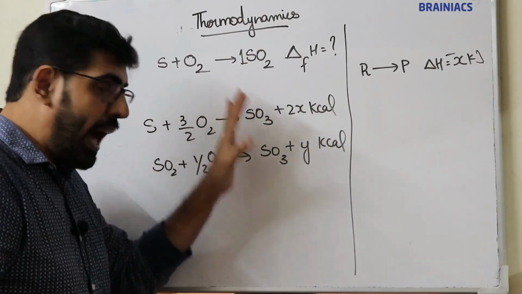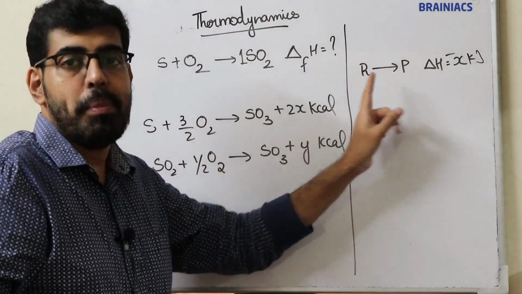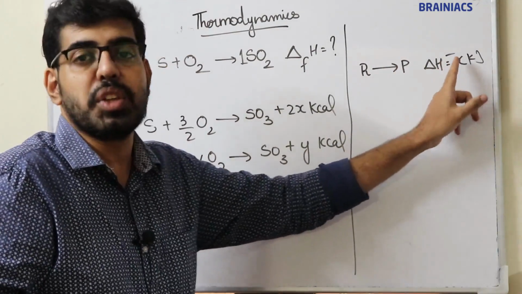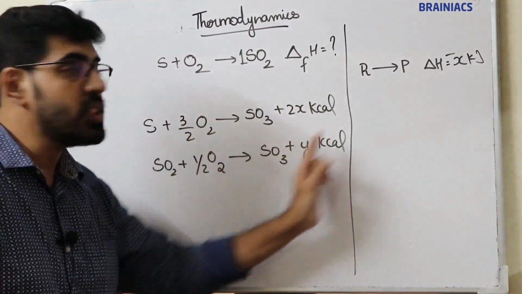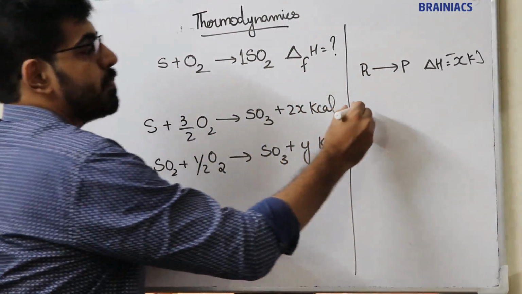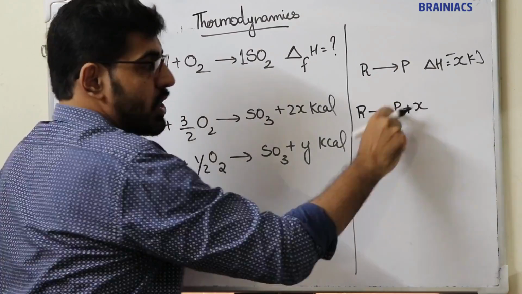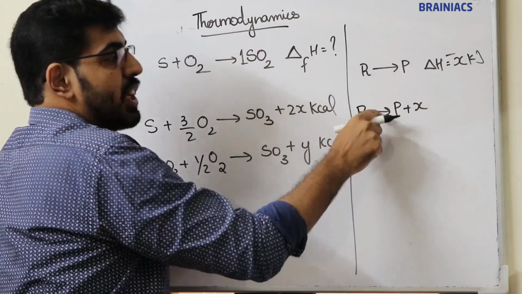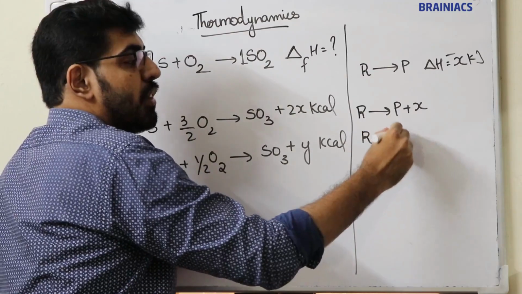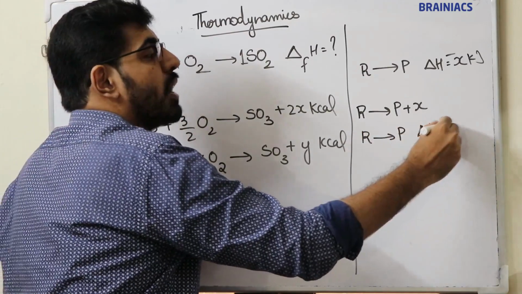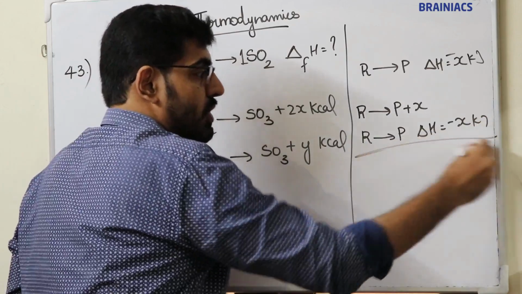Right? So we have to make this equation in this form: reactant giving product and delta H is equal to this one. We have to make this equation in this form. Now, R giving product, and if enthalpy is added with this equation, then you can make this equation in this form like this: R is giving P, delta H is equal to minus x kilojoules.